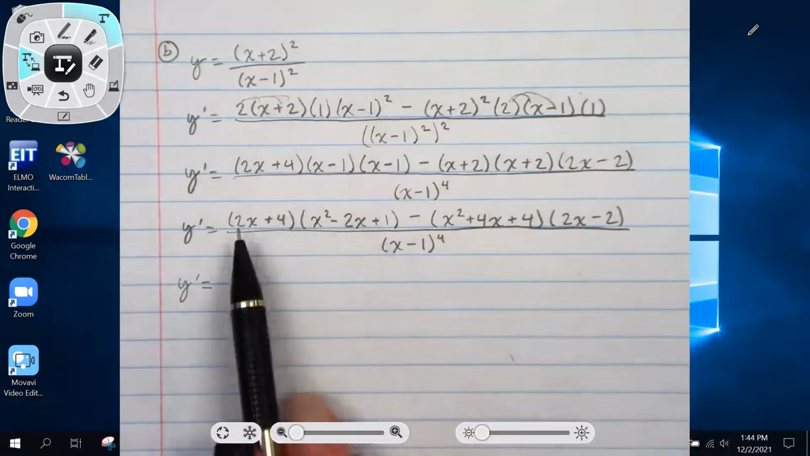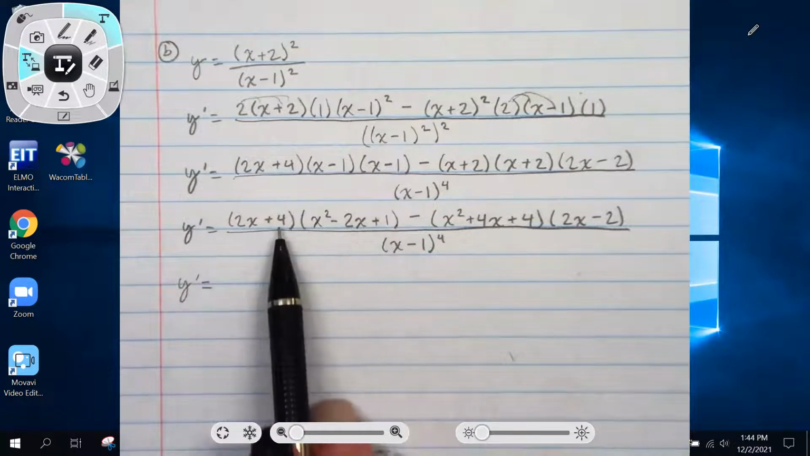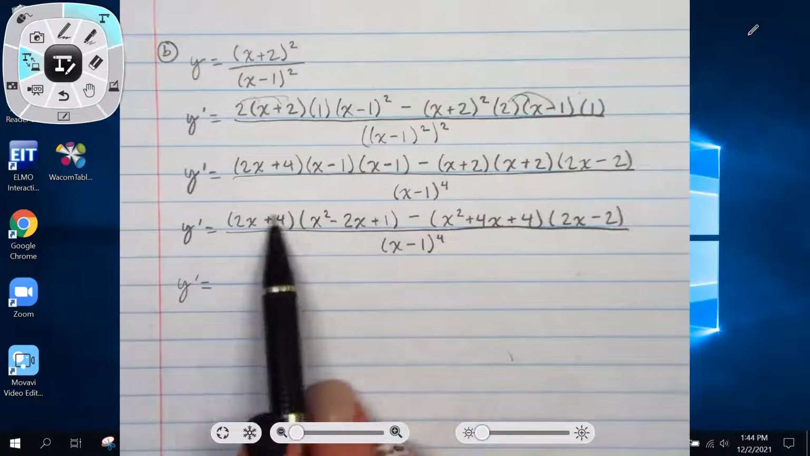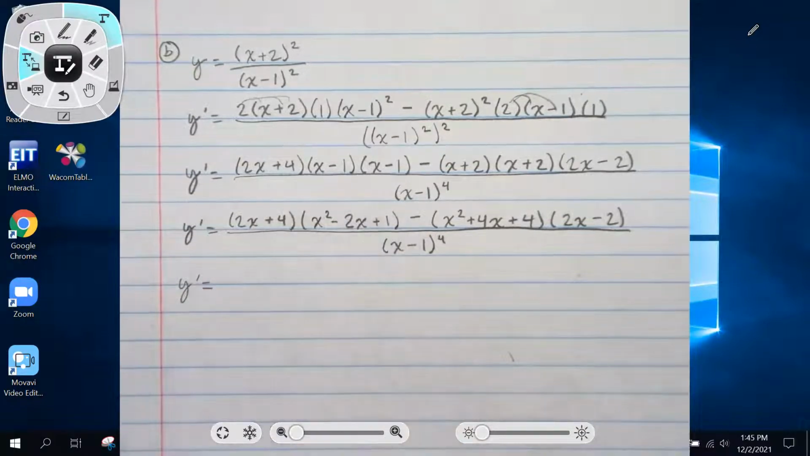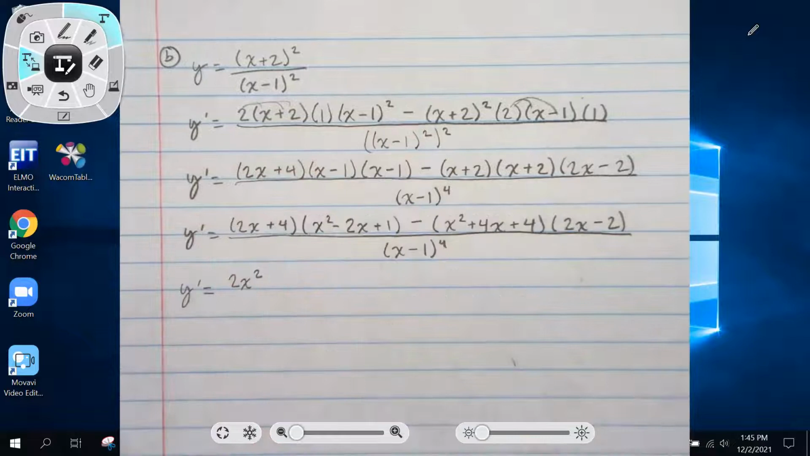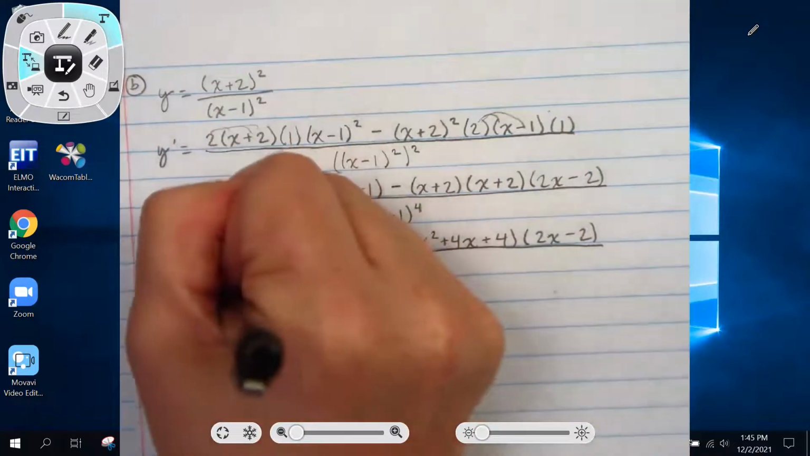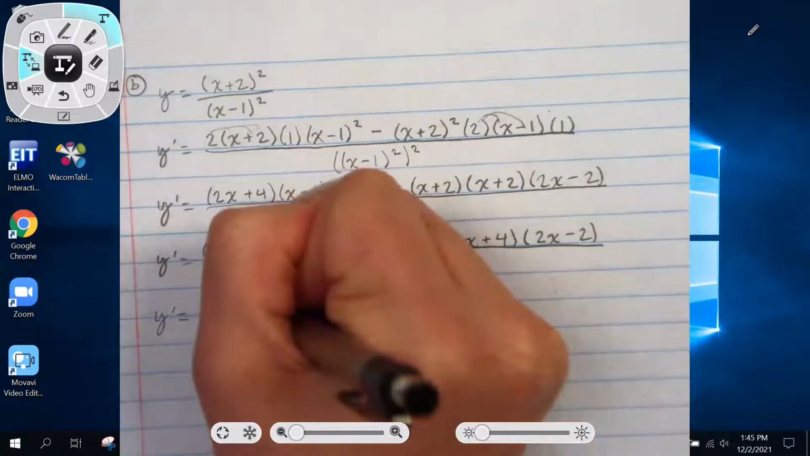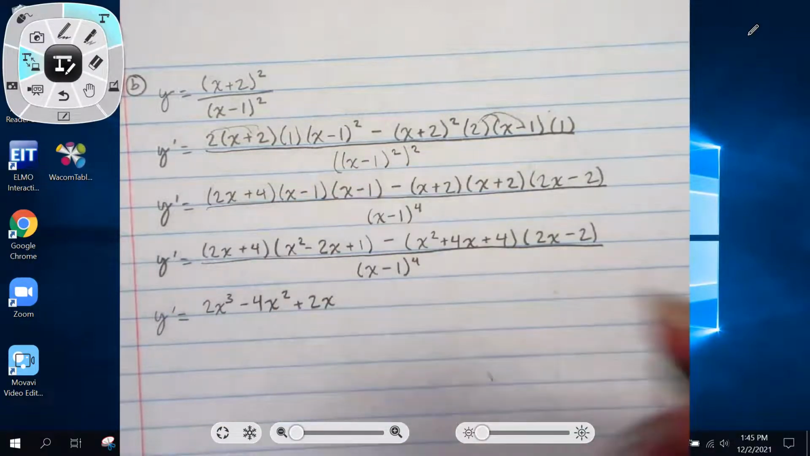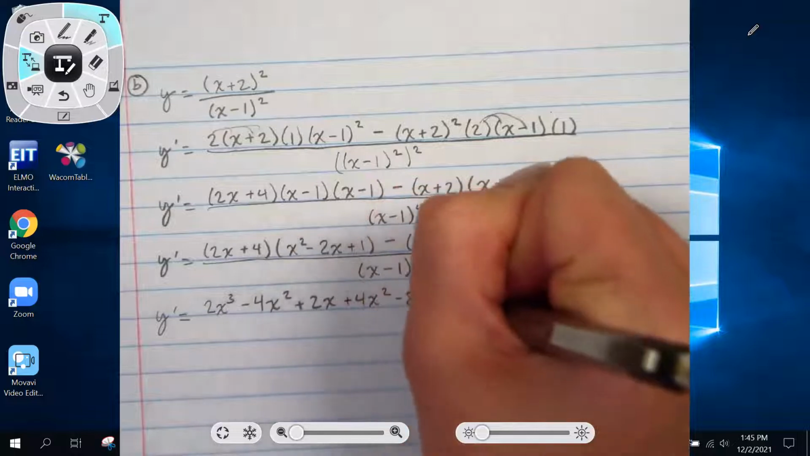Now to multiply here, you have to distribute the 2 to the x squared, the negative 2x, and the 1. Then you have to also distribute the 4 to the x squared, the negative 2x, and the 1. So everything in this set of parentheses is getting distributed to everything in the other set. So we get 2x cubed. x times x squared would give us x cubed. Minus 4x squared plus 2x. Then distribute the 4 to get 4x squared minus 8x plus 4.